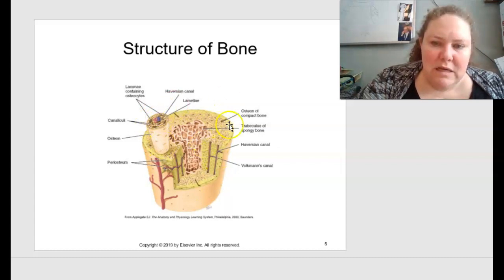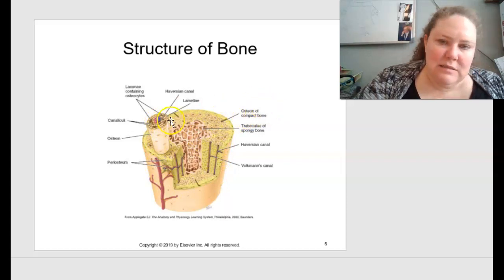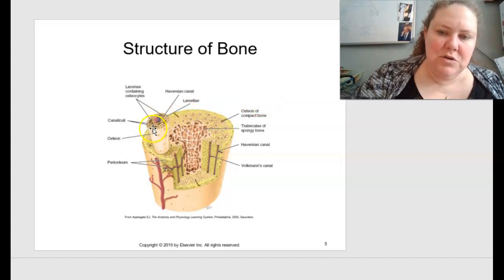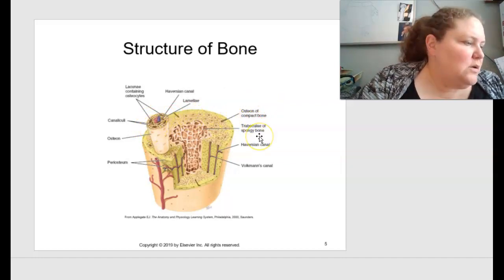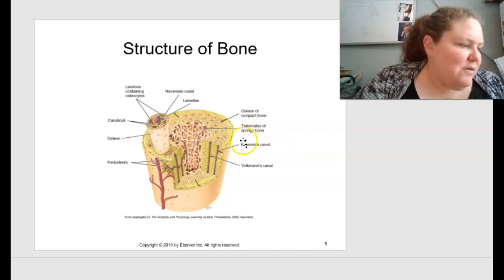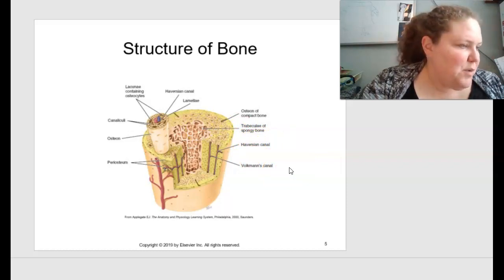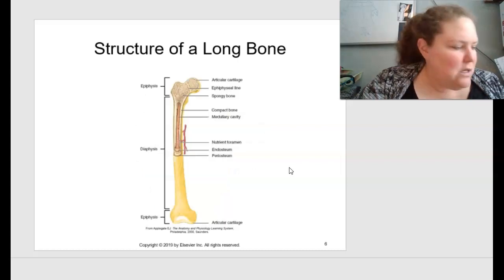And then in the bone itself, again, you have the osteon of the compact bone, which is this, except this is increased. That's the smaller one. You have the trabeculae of the spongy bone, so that would be the lattice work there. And then you have a Haversian canal and a Volkmann's canal. Okay, so we're going to talk about all of these coming up, but that would be the overall structure of the bone. And again, that's on page 163.